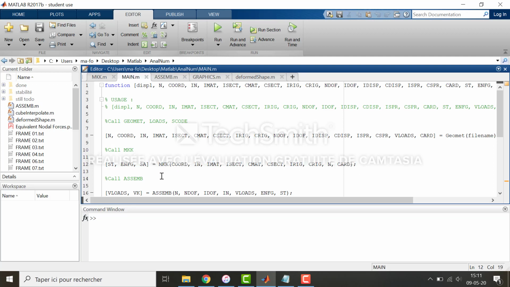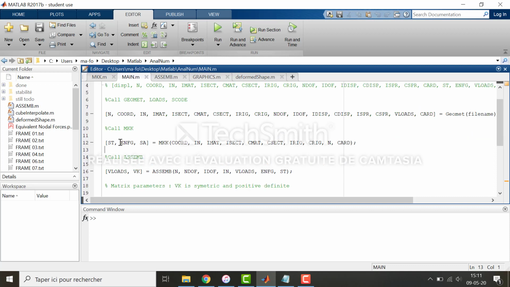Mkk produces for every element in the structure the stiffness of the element, which is a stiffness matrix, and also the forces, so they are equivalent to the loading that is applied on the element. So it basically takes the loading and thinks, okay, I am an element alone, and what applies on my nodes instead of on the element.